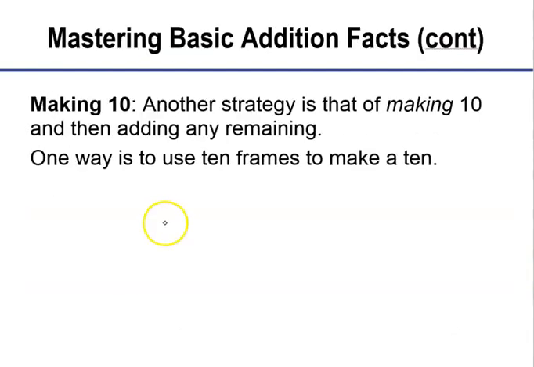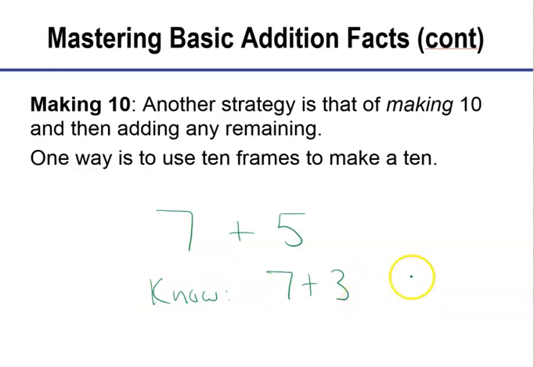One way I like to think about that is if you have, for instance, 7 plus 5, we know that 7 plus 3 is equal to 10, right? And 5 is 3 plus 2. So we have 10 plus 2 more gives you 12. That's actually the way I do a lot of my calculations and don't even really realize that I'm doing that. And you might do the very same thing.